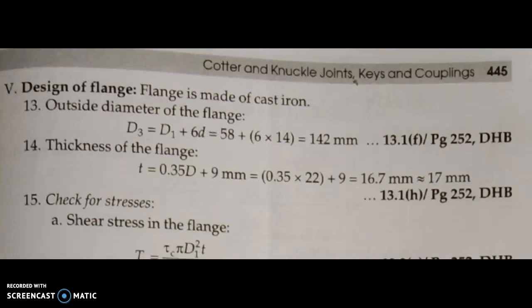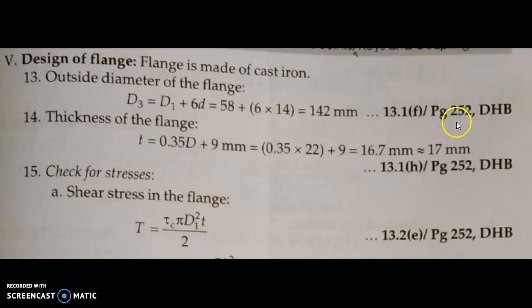Now we can design the flange. Again, page number 252, equation number 13.1f: the outside diameter of the flange, d3, is equal to d1 plus 6d. Here, all the values except d3 are calculated, so we can find the value of d3 and approximate it to the higher value. Next, the thickness of the flange. Again, equation number 13.1h, page number 252: t is equal to 0.35d into d plus 9. We will get it as 17 mm.